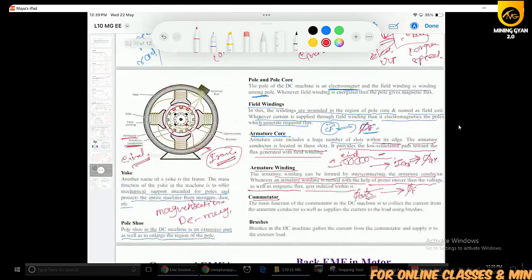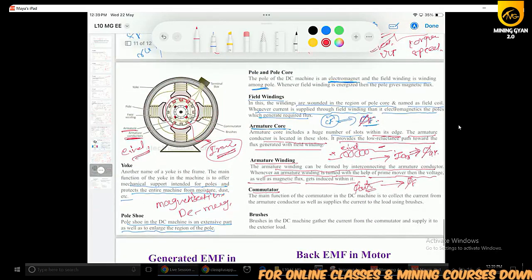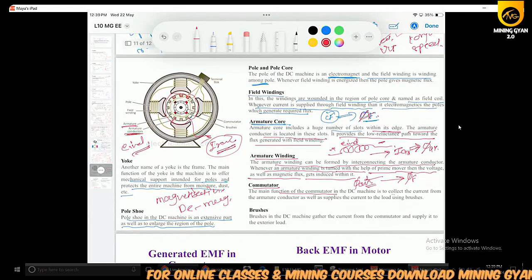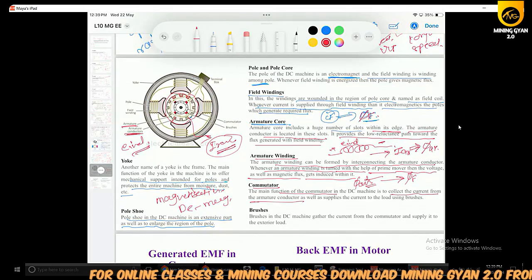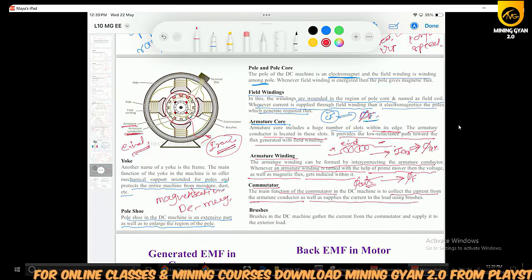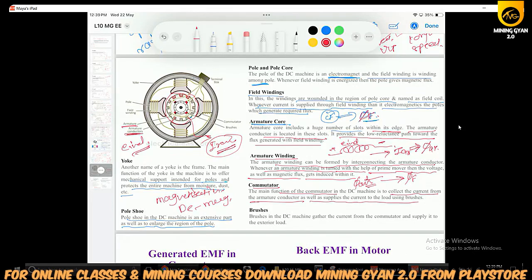These black colored parts are called commutators. What is the function of it? The main function of the commutator in the DC machine is to collect the current from the armature conductor as well as supply the current to the load using the brushes. Where are the brushes? The brushes are attached to this commutator, such that we will be able to collect the current, and this current will be given to the load using the brushes.